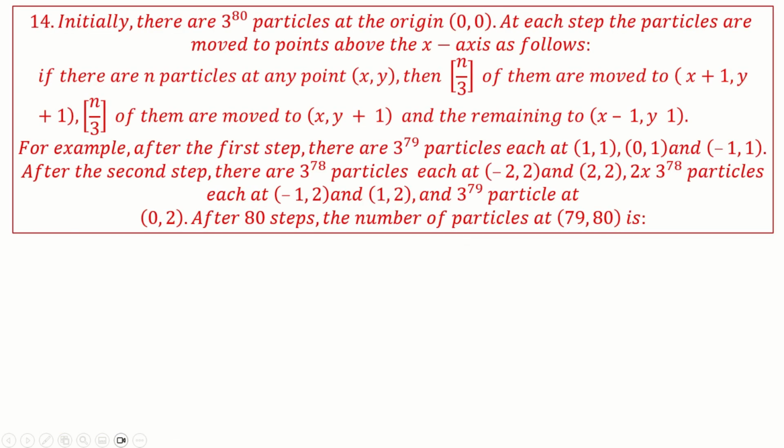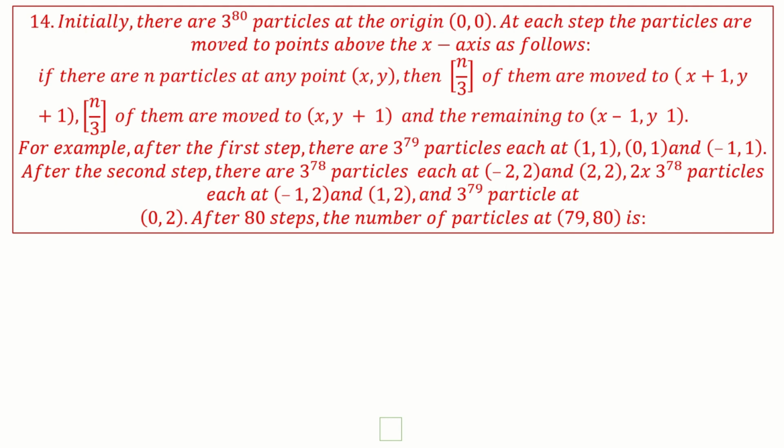Next. Yeah, read the question. This is a very lengthy question, and you need to really think a lot before starting it. I'll explain using a diagram actually. What they're trying to tell is there are 3 to the power of 80 particles at the origin, that is 0 comma 0. So let's say this is 0 comma 0. There are 3 to the power of 80 particles, and they divide into 3 equal parts.